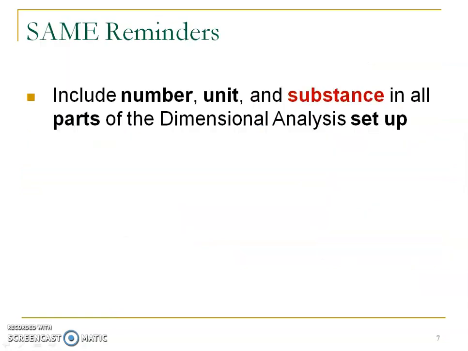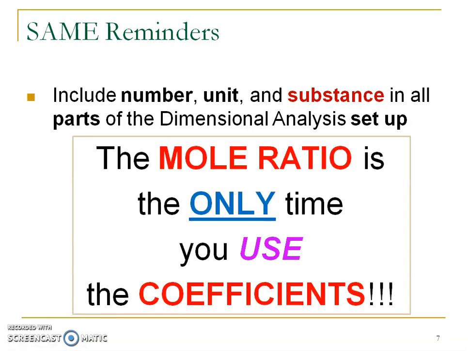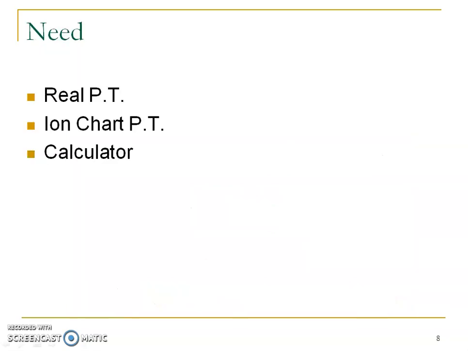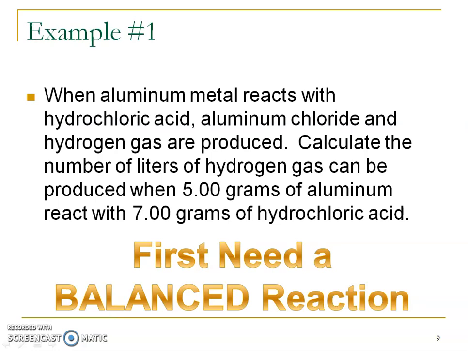All right, guys, some reminders as always. Because we're dealing with stoichiometry, we want to include a number, a unit, and a substance for all of those parts in our dimensional analysis setup. And that mole ratio is the only time we're using those coefficients. We're not using those coefficients any other time. If you don't have this out already, you need a real periodic table, an ion chart periodic table, and your calculator.